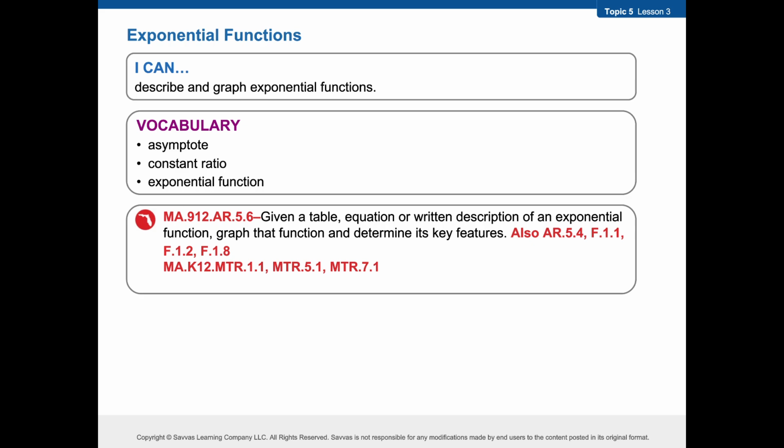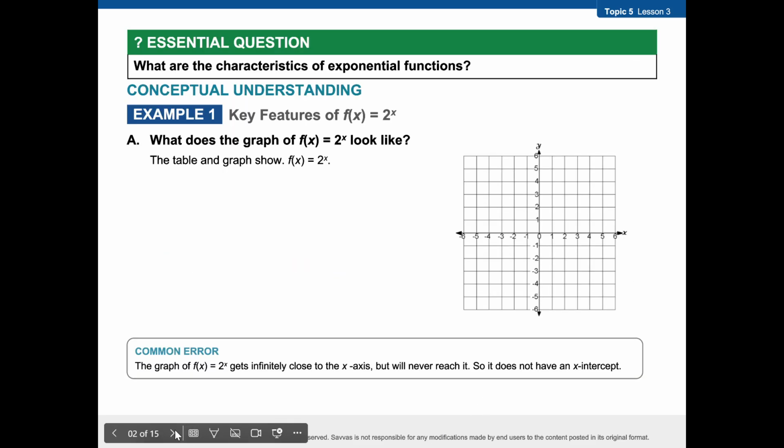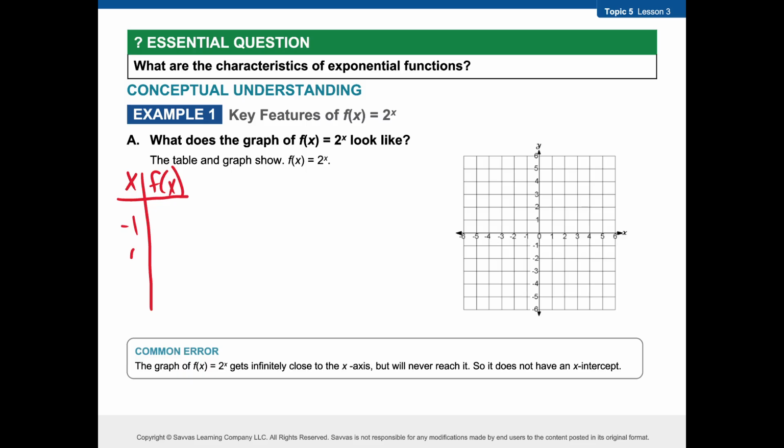5-3 exponential functions. So key features of f of x equals 2 to the x power. What does this graph look like? Again, you can always make a table. And for these, you can just use 3 points. I can do -1, 0, 1.